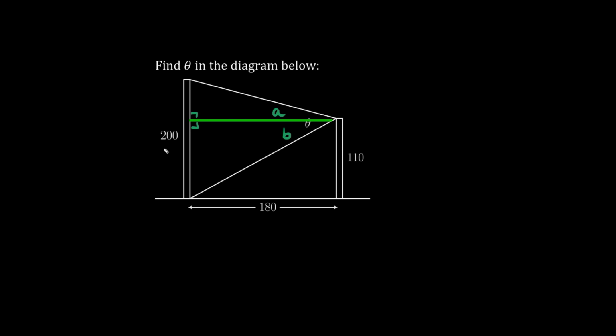We slide this 110 over here. So when we subtract these numbers, 200 minus 110, we get the leftover height, which is 90 up here. We slide 180 down here, up here. And now we can focus on opposite over adjacent. We have tan of angle A equals opposite, which is 90, over adjacent, which is 180.